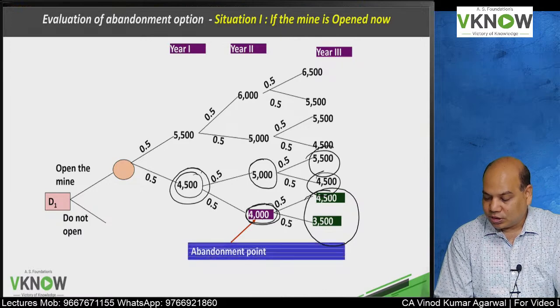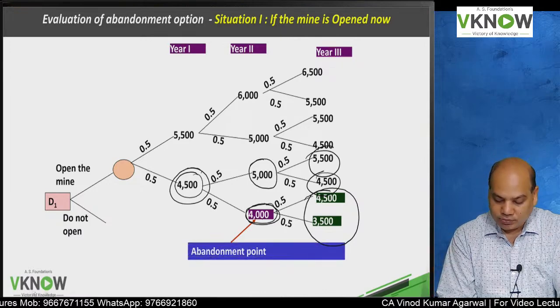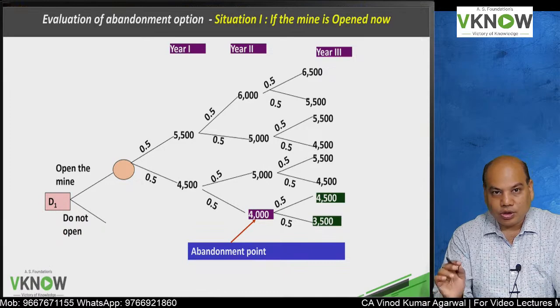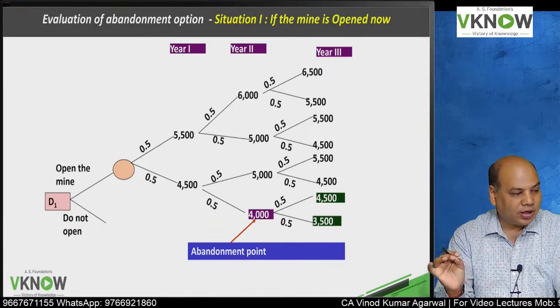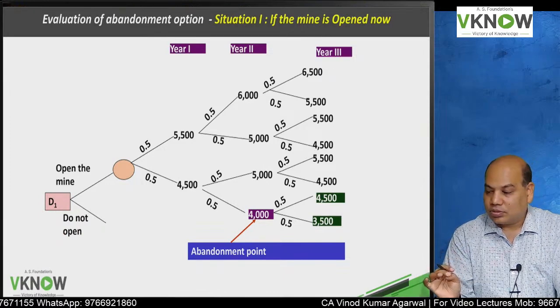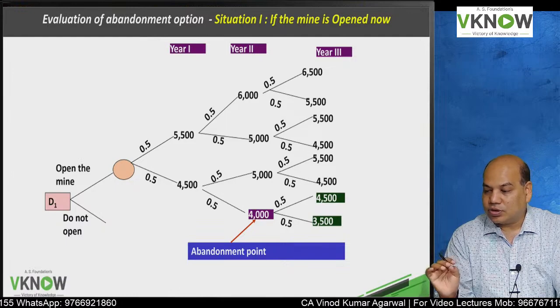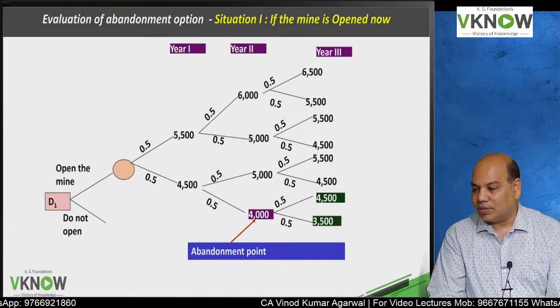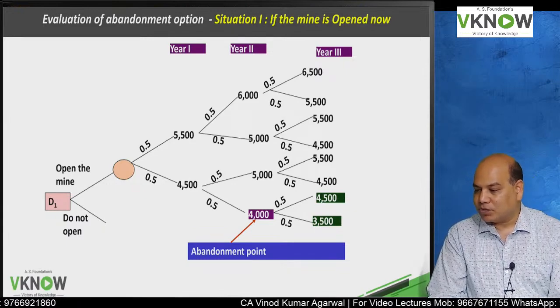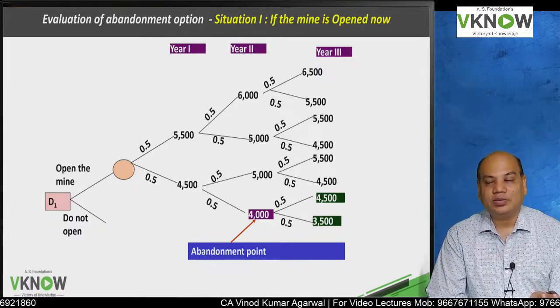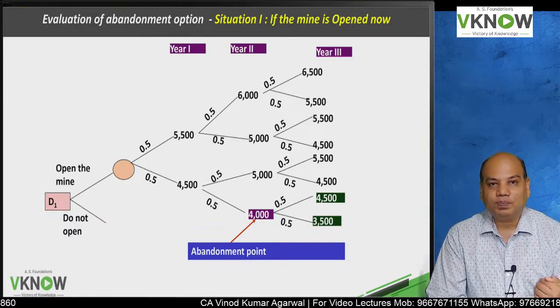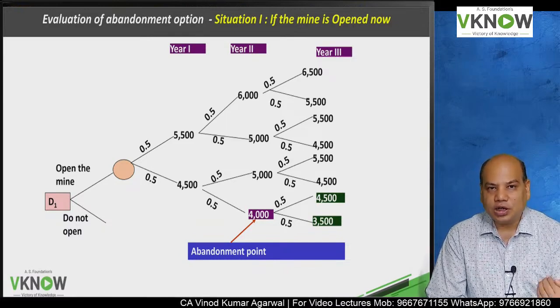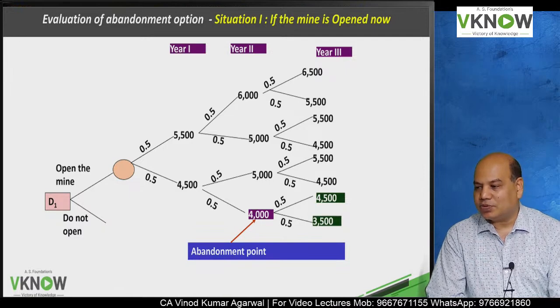So write down 4,000 in diagram 1 only. Use a different color pen if you have, and write down that 4,000 is the abandonment point. At this point we should abandon so that we can prevent or avoid the losses of the subsequent year.